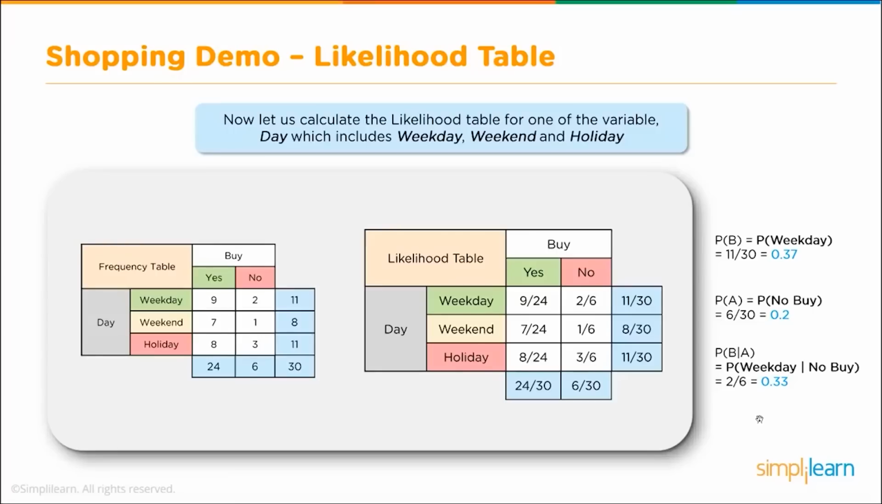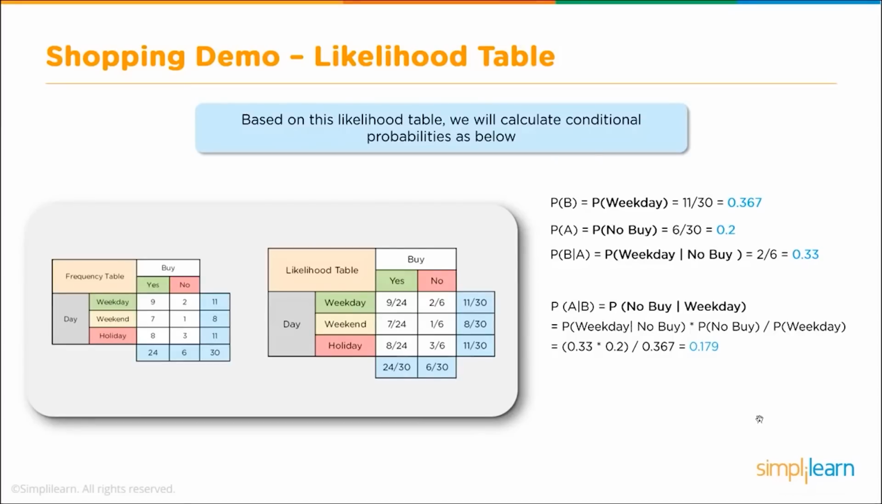Let's take a look at this at different probabilities, and based on this likelihood table, let's go ahead and calculate conditional probabilities as below. The first 3 we just did. The probability of making a purchase on the weekday is 11 out of 30, or roughly 36 or 37%, 0.367. The probability of not making a purchase at all, doesn't matter what day of the week, is roughly 0.2 or 20%. And the probability of a weekday no purchase is roughly 2 out of 6. So 2 out of 6 of our no purchases were made on the weekday.